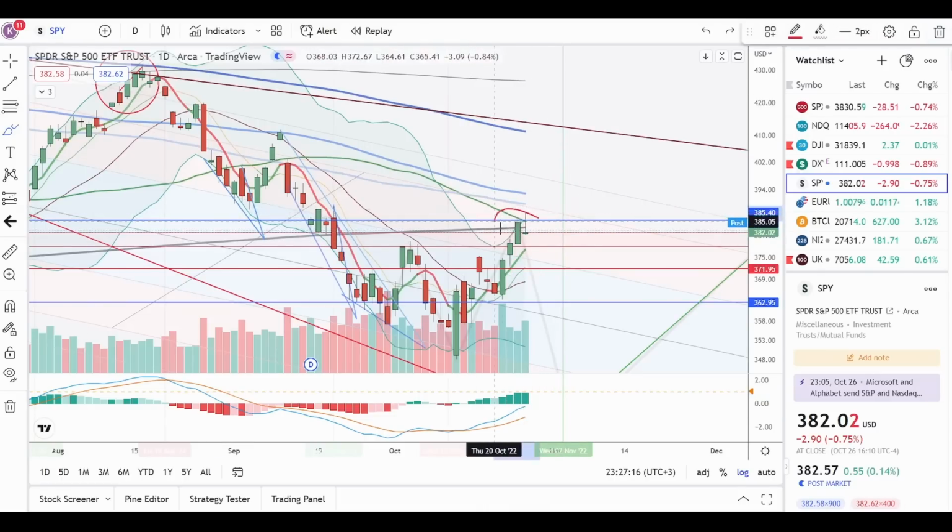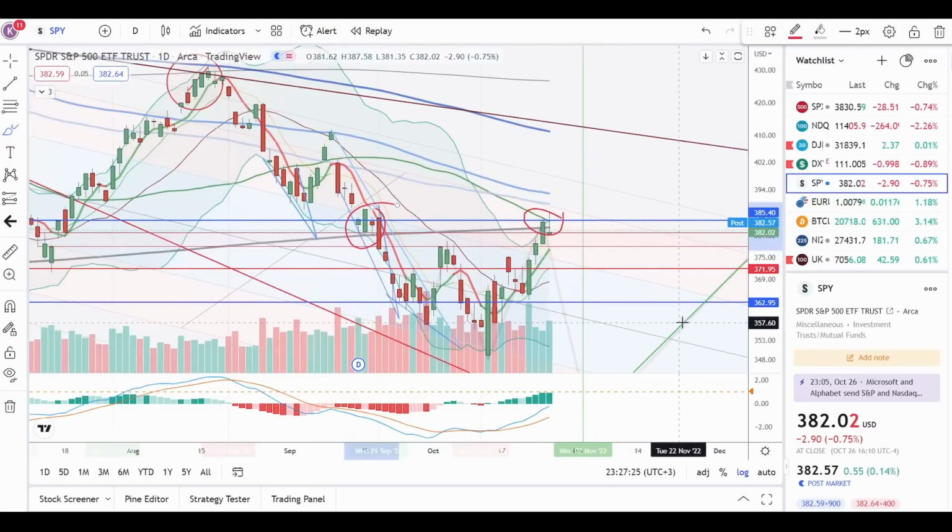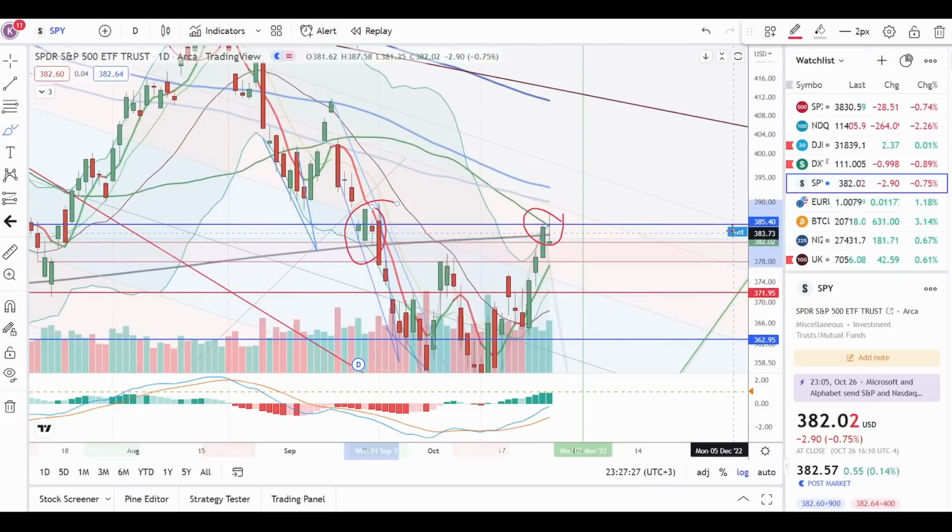We have the 50-day moving average, a descending 50-day moving average. We also have this level of consolidation where we saw a lot of choppy trading in the past. We're also pausing at the upper weekly expected move.